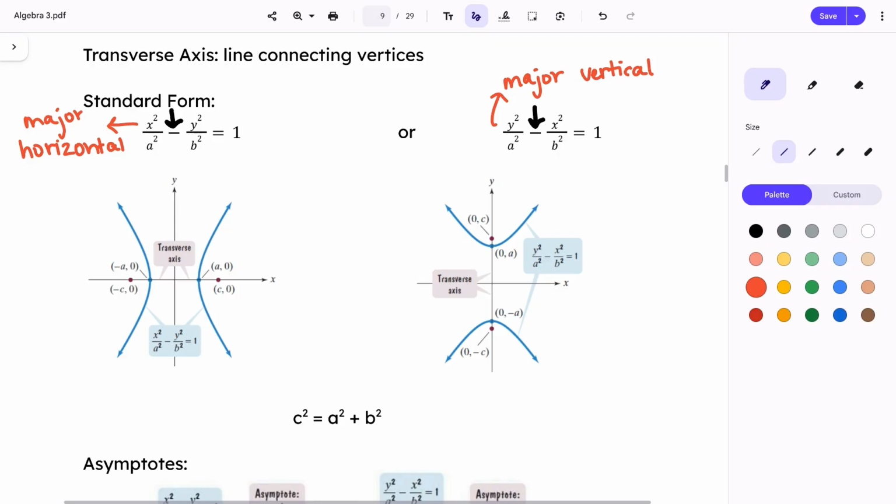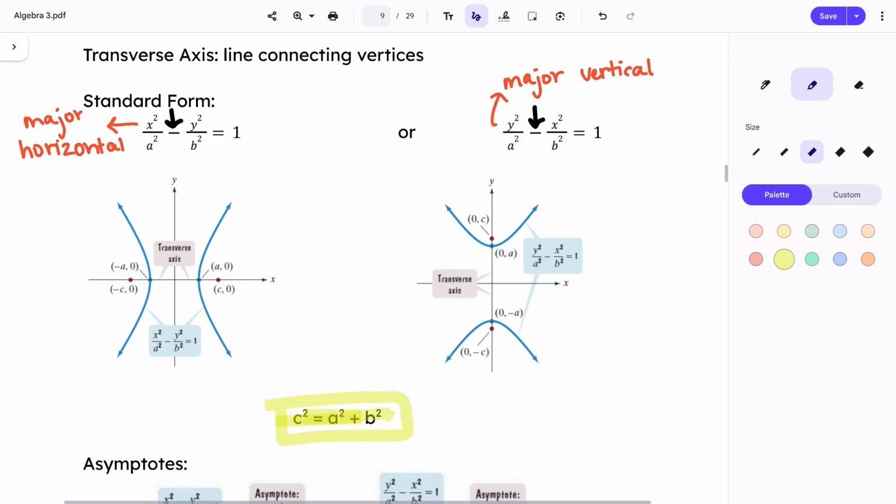The c squared is also a little bit different. So you might want to circle this or highlight this down here or something. This piece is a little bit different of an equation. When we were dealing with an ellipse, it was always c squared equals a squared minus b squared. Now when we switch to hyperbolas, we're actually adding them instead.